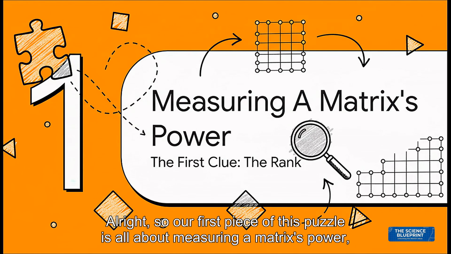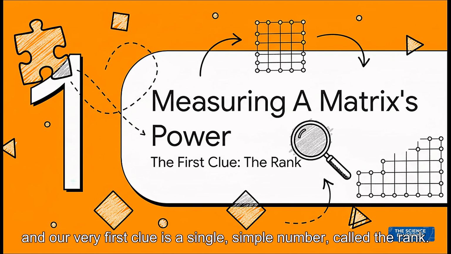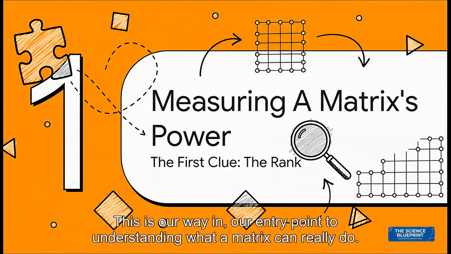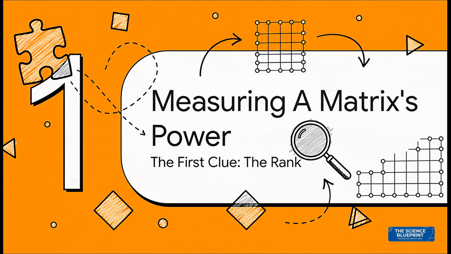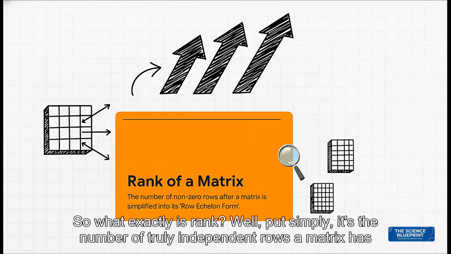All right, so our first piece of this puzzle is all about measuring a matrix's power. And our very first clue is a single, simple number called the rank. This is our way in, our entry point to understanding what a matrix can really do. So what exactly is rank?